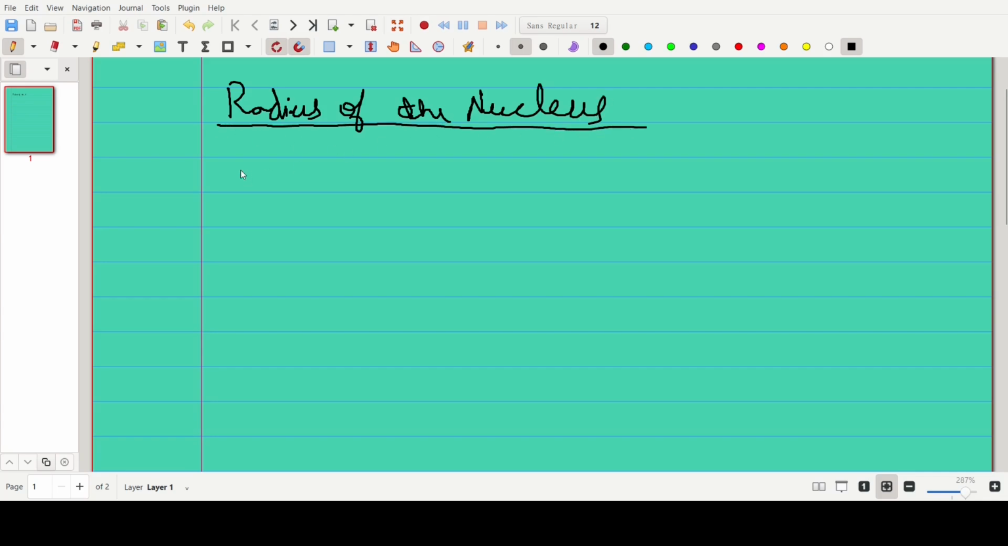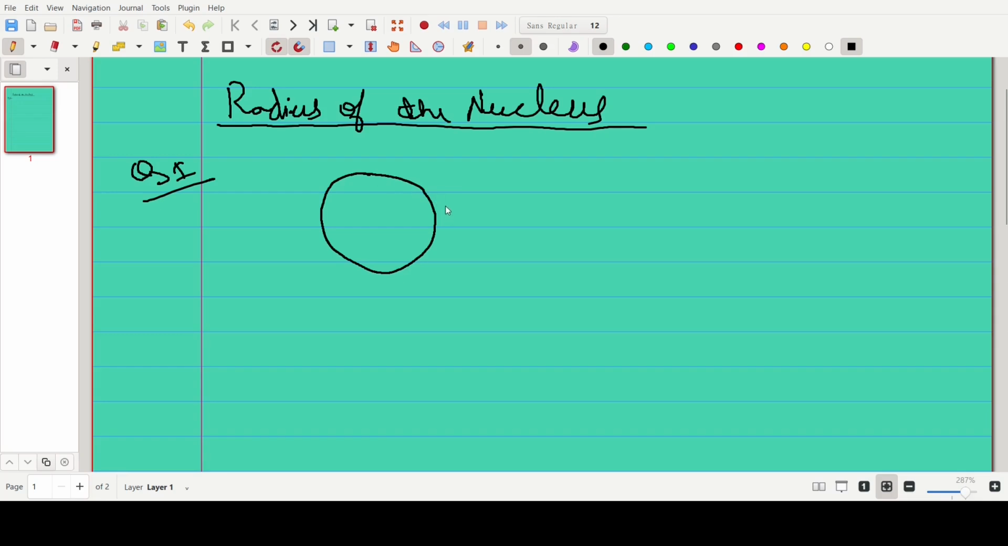So today we are going to solve a simple problem on nuclear physics. Particularly, we are going to focus on certain concepts like the radius of the nucleus, and how we can solve some problems related to the radius of the nucleus. So we have a problem related to this concept, and the problem goes something like this.